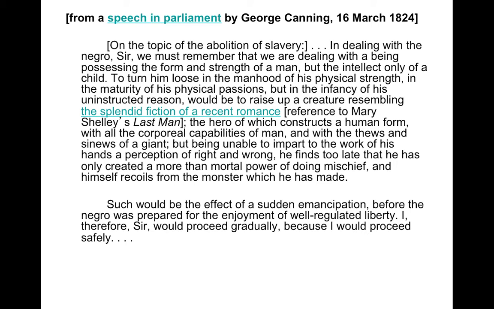"To turn him loose in the manhood of his physical strength, in the maturity of his physical passions, but in the infancy of his uninstructed reason, would be to raise up a creature resembling the splendid fiction of a recent romance." Mary Shelley wrote The Last Man. "The hero of which constructs a human form, with all the corporeal capabilities of man, and with the thews and sinews of a giant, but being unable to impart to the work of his hands a perception of right and wrong, he finds too late that he has only created a more than mortal power of doing mischief, and himself recoils from the monster which he has made."